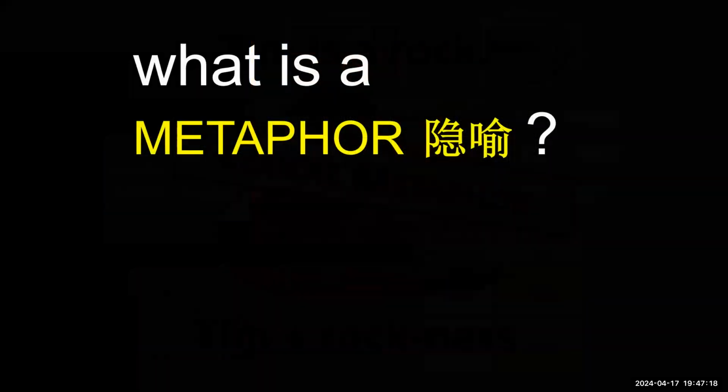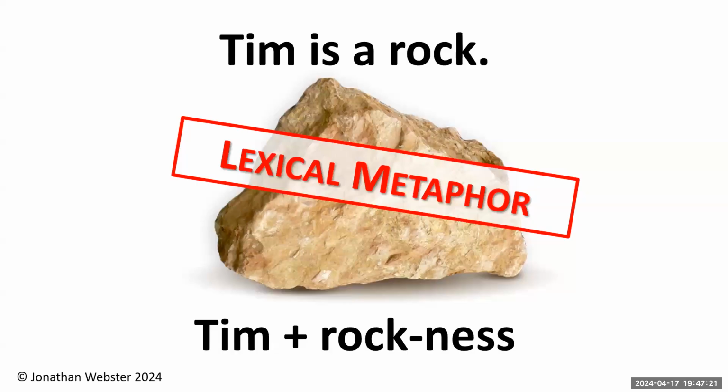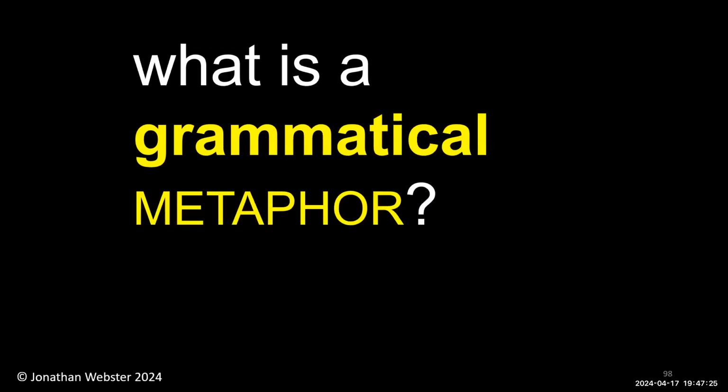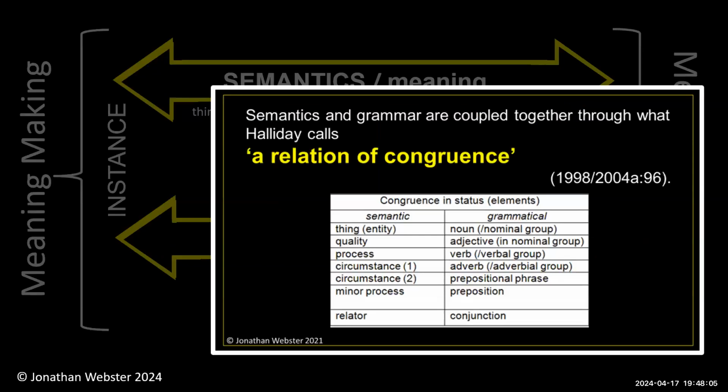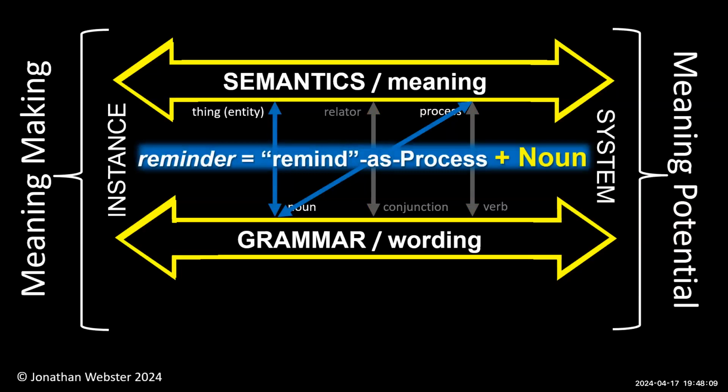Shift our attention. What is metaphor? We've talked about lexical metaphor, and that's usually what we think of. But we have introduced a new idea, and that is grammatical metaphor. And what is grammatical metaphor? The idea that language is stratified. You have meaning, you have grammar, wording, and they are connected. And this connection is sort of by default. Processes are represented by verbs, things by nouns, relators by conjunctions. But this is the literal, this is the congruent. We now can shift that, and that change is grammatical metaphor.